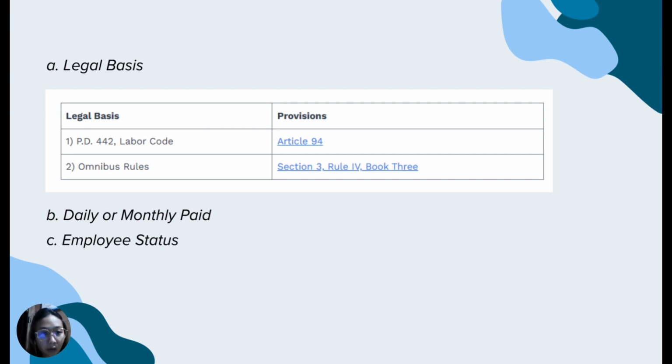Daily or monthly paid: whether employees are daily or monthly paid is not relevant. Both daily paid and monthly paid are entitled to holiday pay. And employee status is not relevant. As long as they are employees, they are entitled to holiday pay. Thus, it doesn't matter whether they are regular, probationary, casual, project, seasonal, or fixed term.